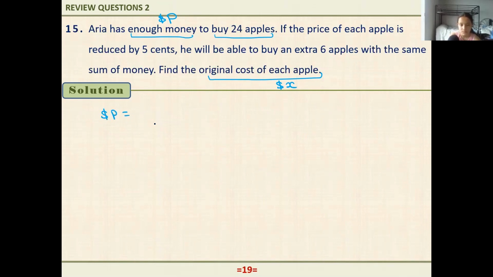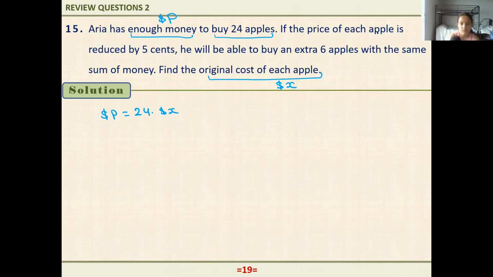And for P dollars, how many apples can she buy? 24. And what is the unit price of apple? It is X dollars, right? So we need to pay this much then. Because I have P dollars I'm going to buy 24 apples. Each apple is X dollars, right? Okay. Now the second question.